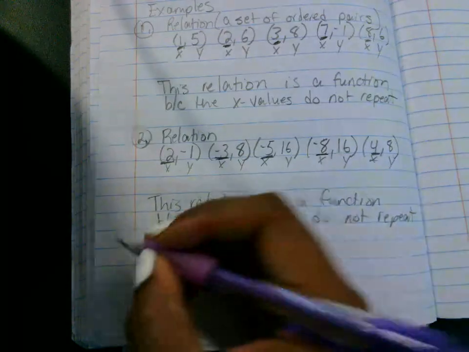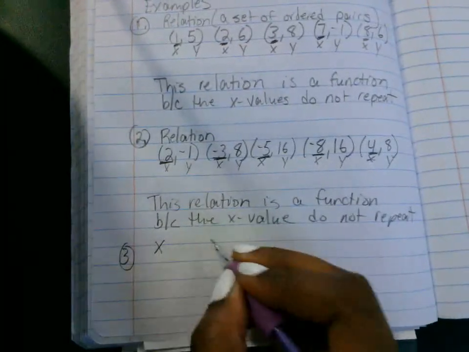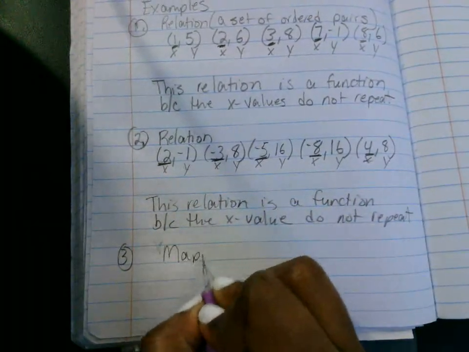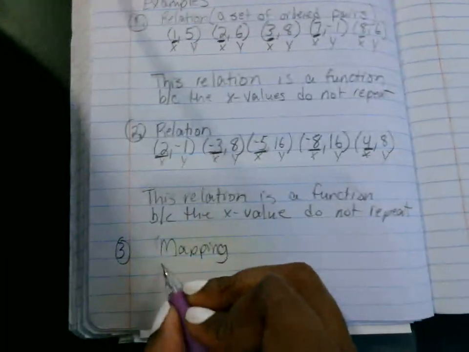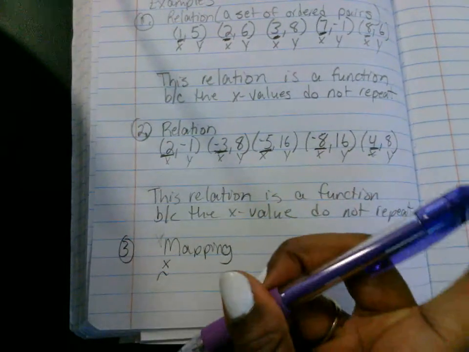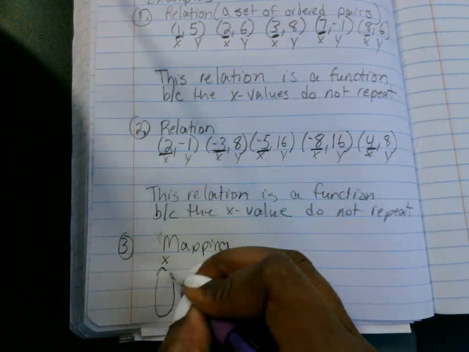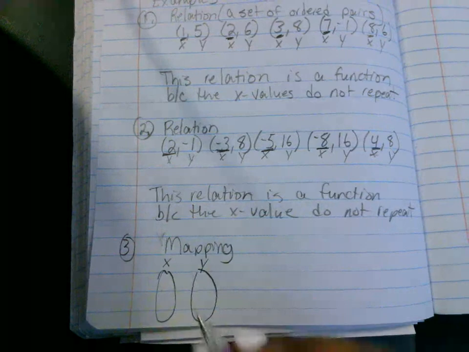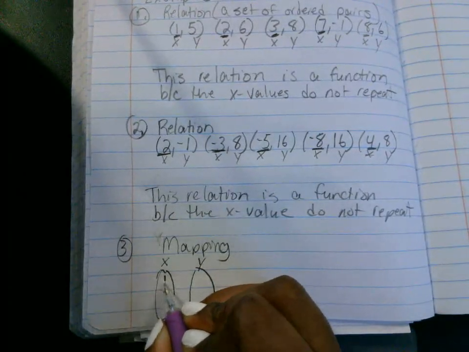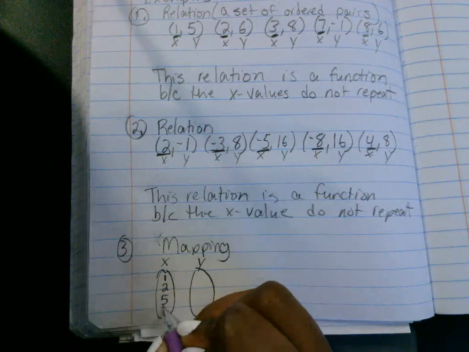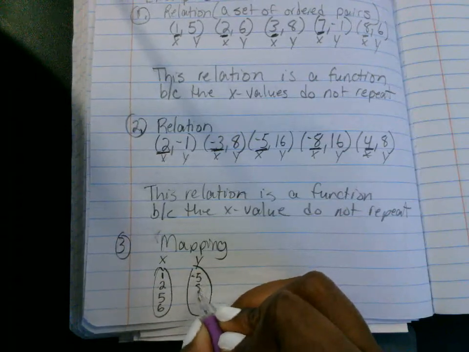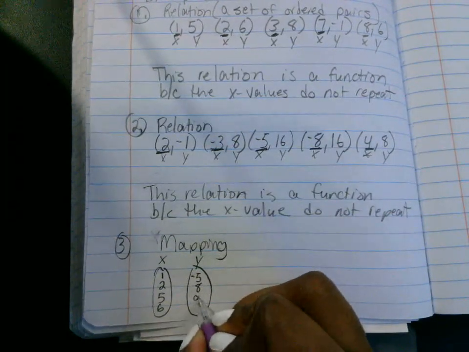Number 3. Let's suppose that I have a mapping. This is where ordered pairs are listed in a different way. You have your x values in a big bubble, and you have your y values in another big bubble. The x values you have here, we're going to say 1, 2, 5, and 6. The y values we have here, we're going to say -5, 8, and 9.